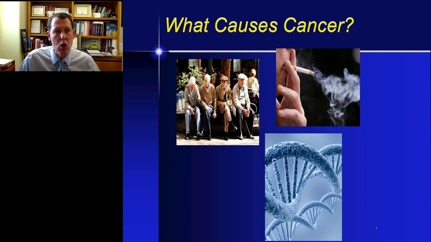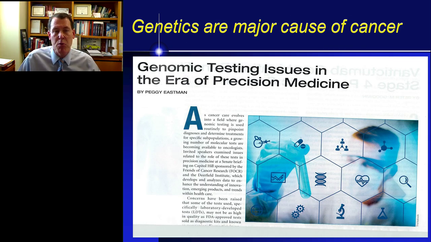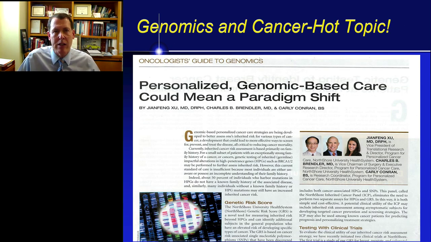So genetics are a major cause of cancer, as you see in this headline: genomic testing issues in the era of precision medicine, meaning we're moving towards more individualized care of patients with all types of cancer. And certainly this is the case in prostate cancer as well. And another headline, personalized genomic-based care could mean a paradigm shift. We've been treating most of our patients based on just stage and grade alone, and we're moving into an era where individual genetics of tumors are going to direct cancer care, and that's going to be the case with all cancers, including prostate cancer.